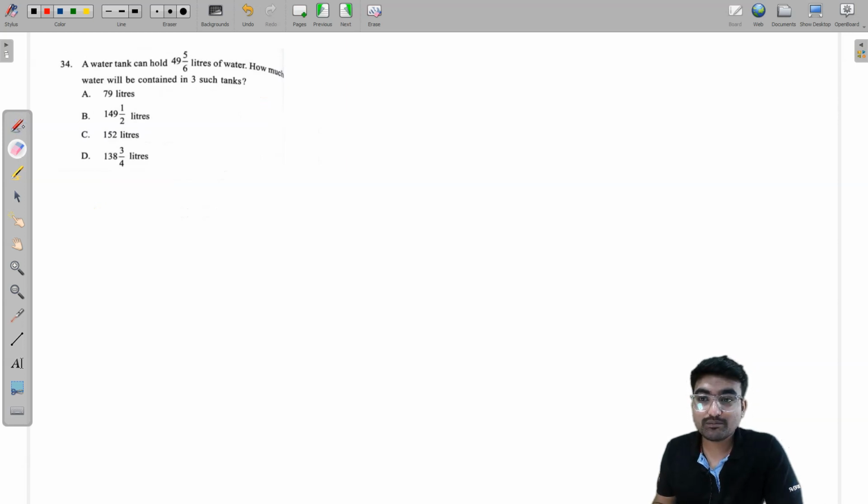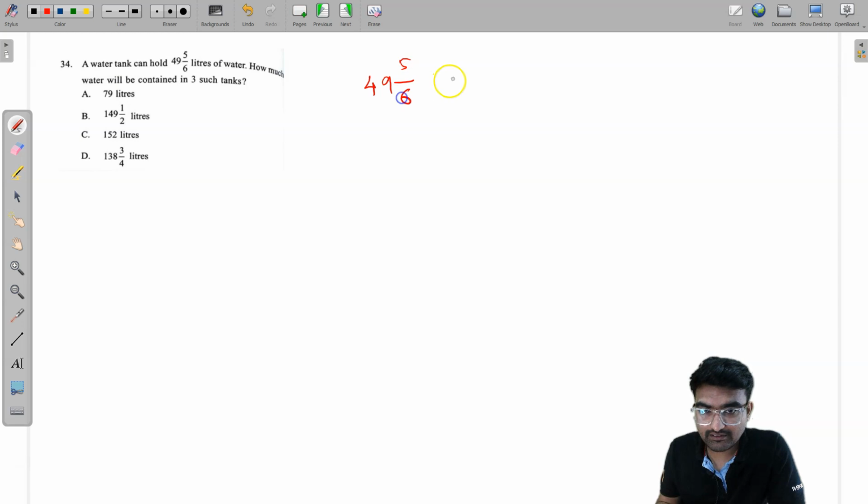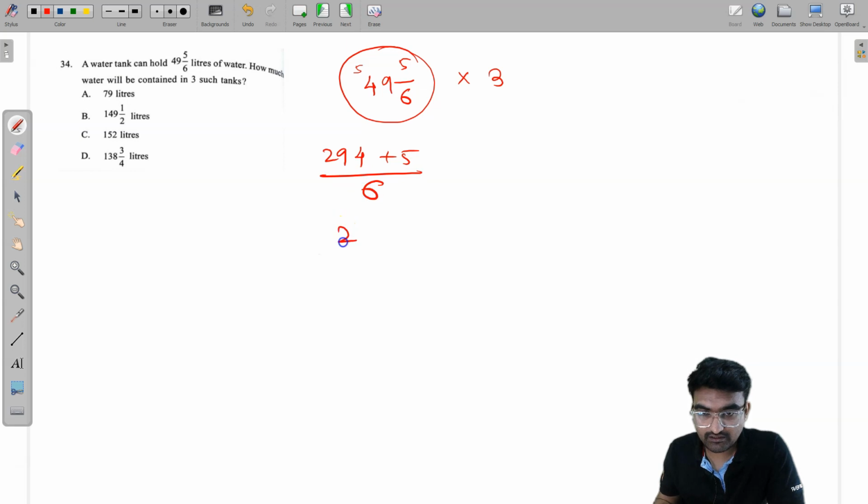Okay, so now question number 34. A water tank can hold 49 5 by 6 liters of water. How much water will be contained in 3 such tanks? That means we have to multiply the capacity of one tank by 3 so that we'll get our answer. Right? So now 49 5 by 6 into 3. But before that we have to convert this mixed fraction into an improper fraction. So 49 into 6, 4, carry 5, 294 plus 5 upon 6, that is 299 upon 6 into 3.